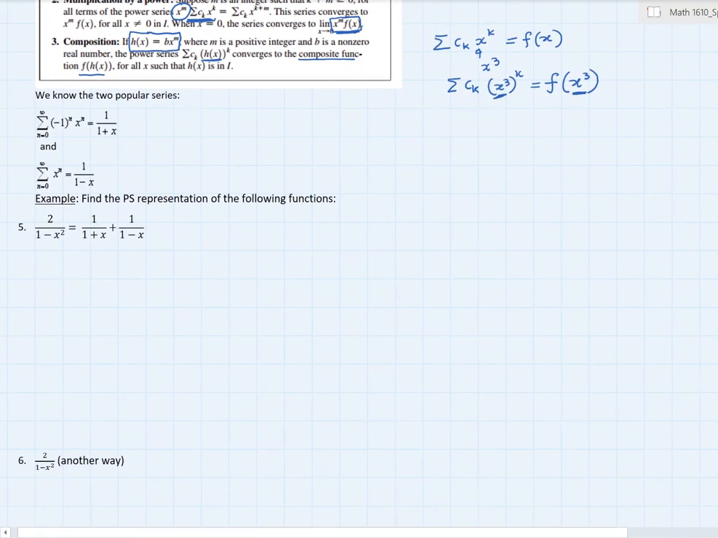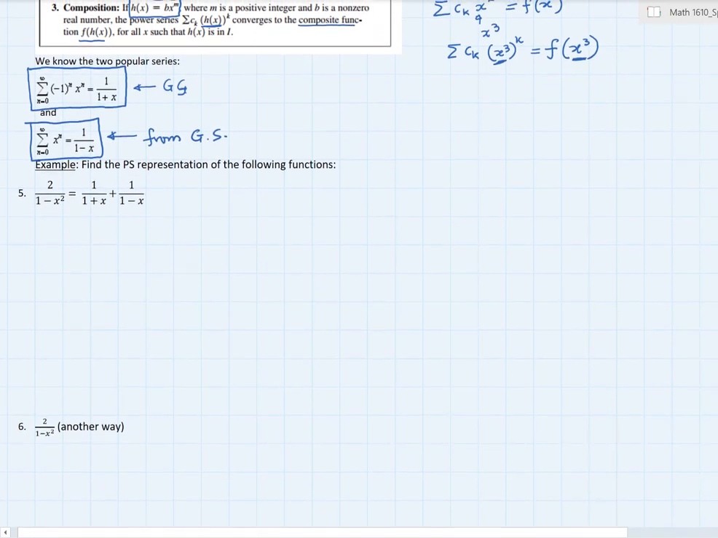Okay, so first thing is that we know these two results. I just talked about this one. This comes from geometric series, and similarly this one comes from geometric series. So if you have a power series -1 raised to the power n x to the power n, it converges to 1 over 1 plus x. If you have just x to the power n, it converges to 1 over 1 minus x.